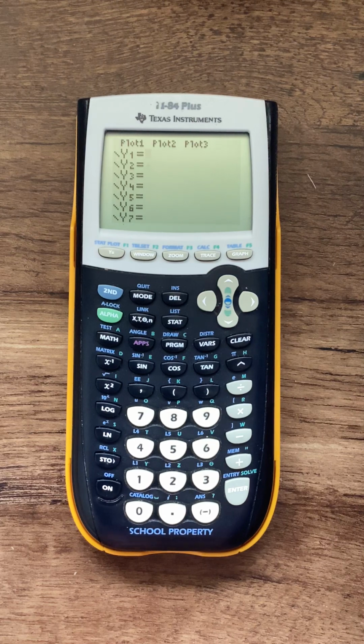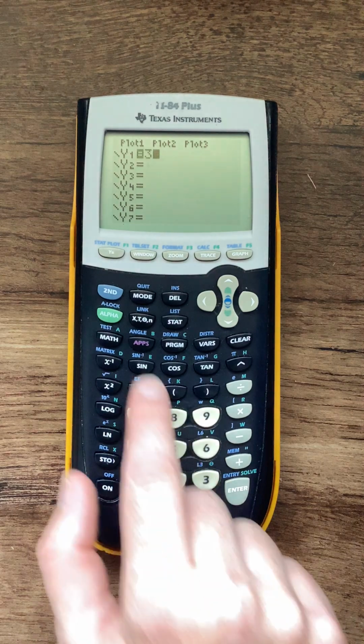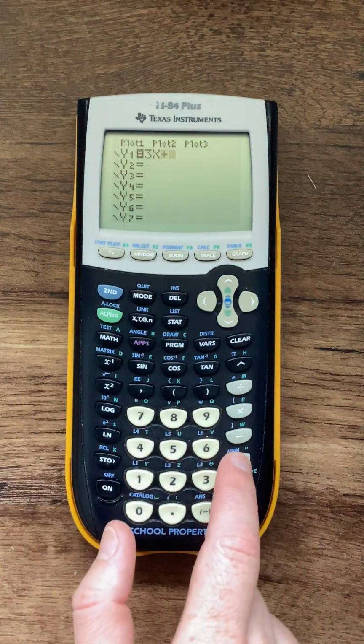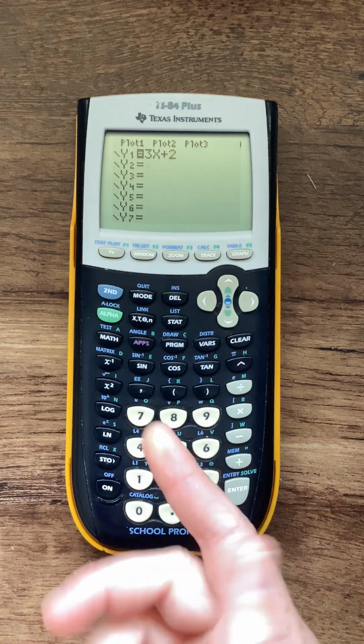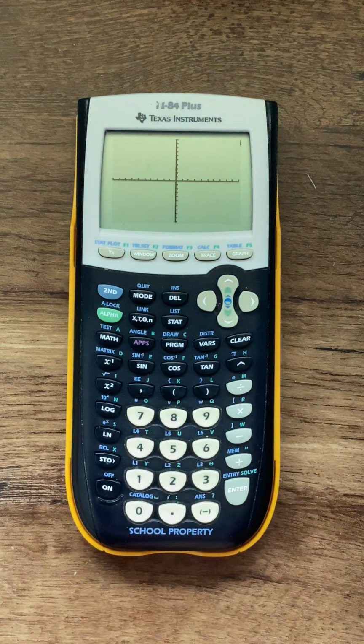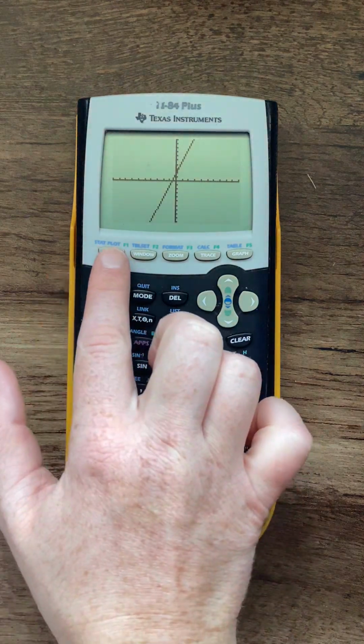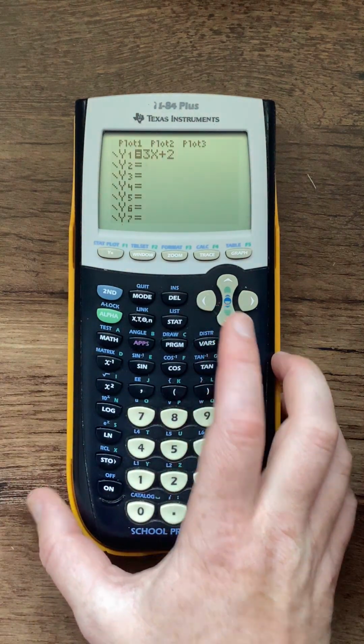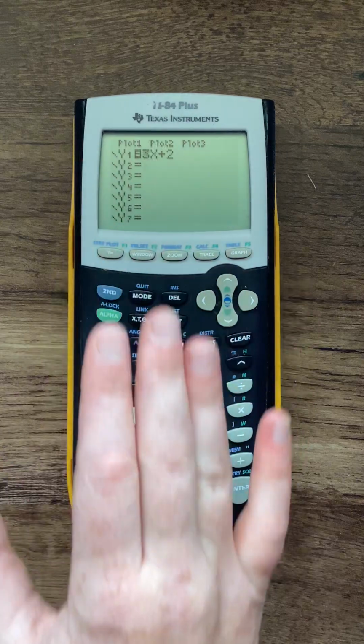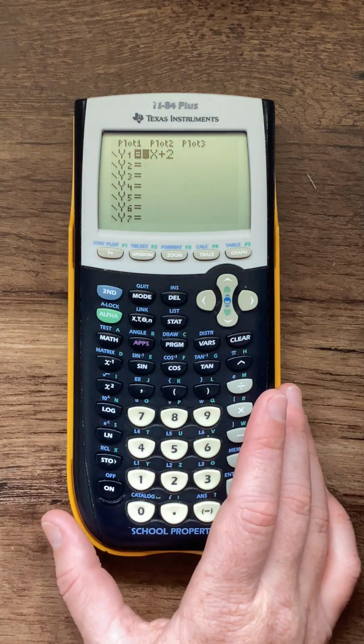So for a nice easy example, let's just do a line. If we do 3x plus 2, it'll look like this. So you hit 3x plus 2, nice and simple, and you graph it, you'll get a line. Cool, fun, easy.